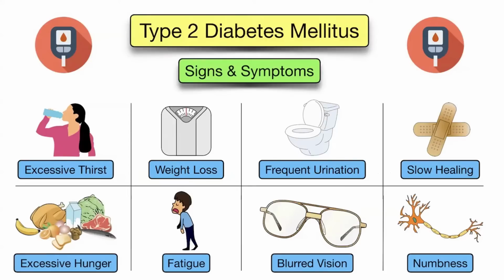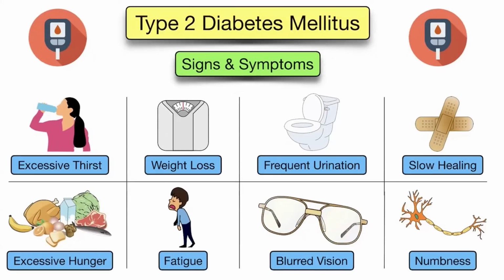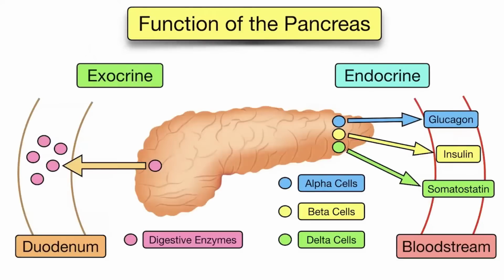It affects a lot of body systems. Almost every organ of the body is affected by diabetes type 2. So then, what are the functions of the pancreas?